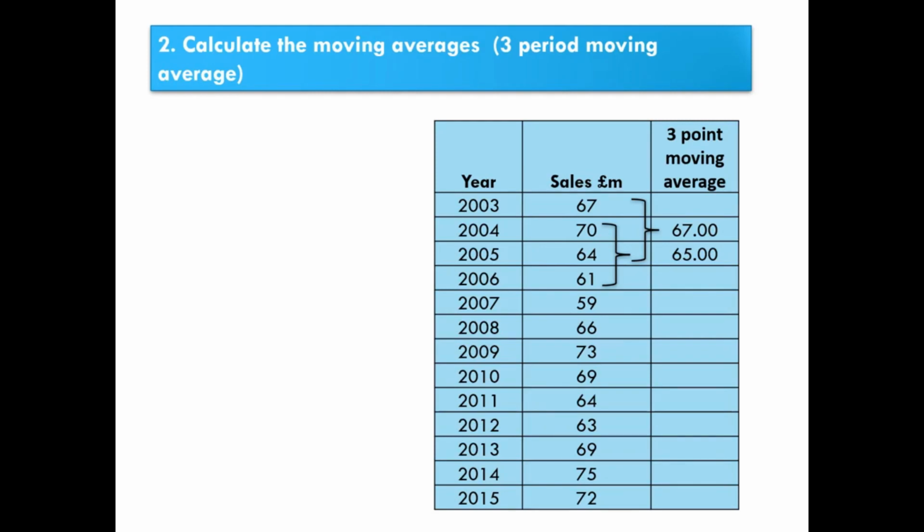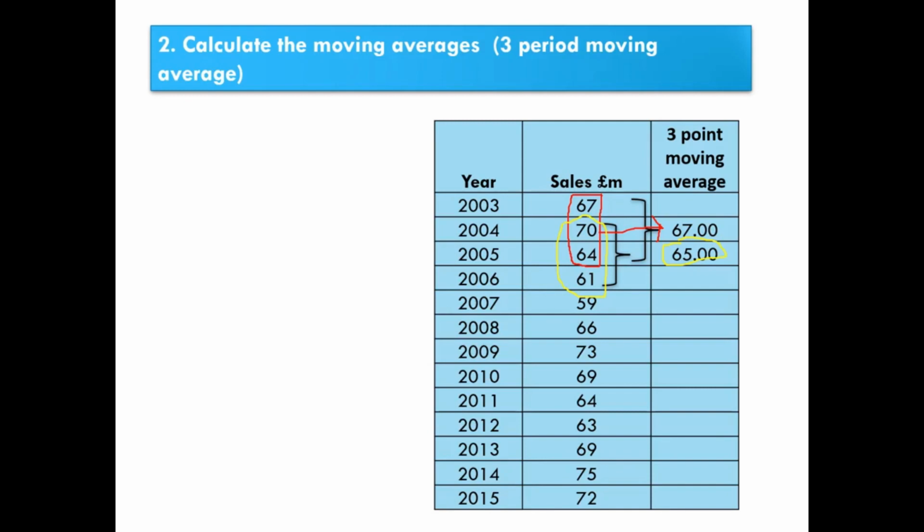So first of all, I need 3 pieces of data. My first 3 pieces of data here are the first 3 years, 2003 to 2005. If I take an average of those, then the average there is 67. So my 3-point moving average for the first 3 points would be 67. If I then go on a year, my next 3 data points here are 70, 64 and 61. If I take an average of those, I get 65. So those are the data points for the next 3.